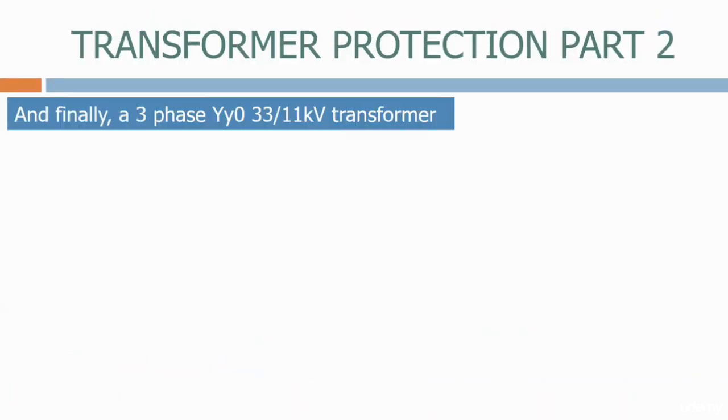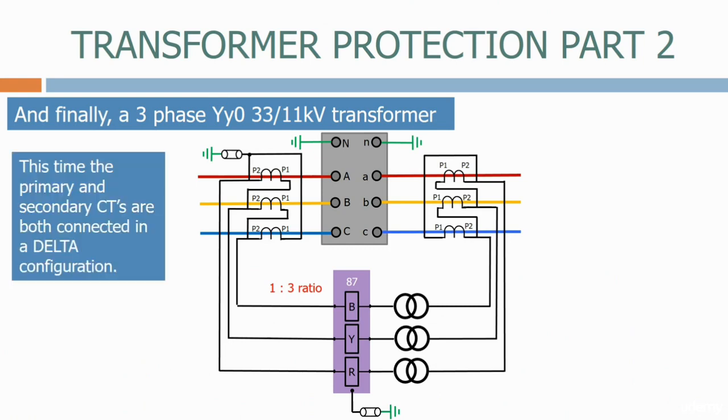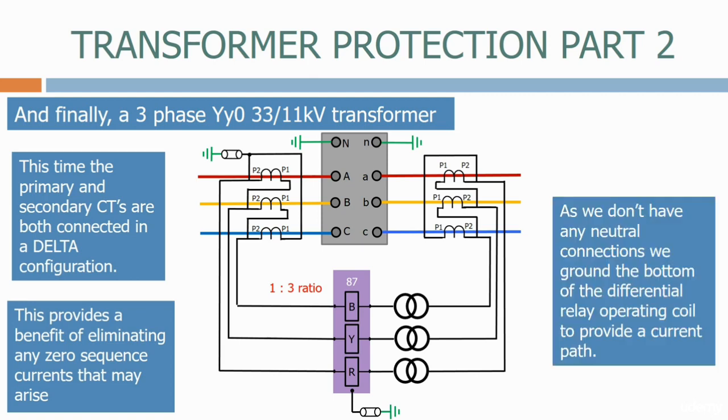And finally, a three-phase YY0 33 to 11 kV transformer. This time, the primary and secondary CTs are both connected in a delta configuration. This provides a benefit of eliminating any zero sequence currents that may arise. As we don't have any neutral connections, we ground the bottom of the differential relay operating coil to provide a current path.